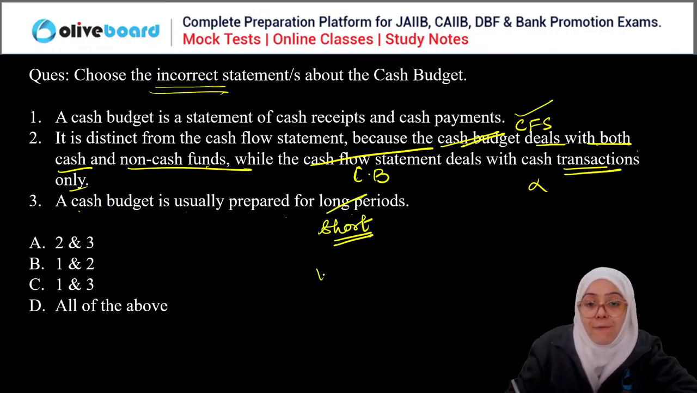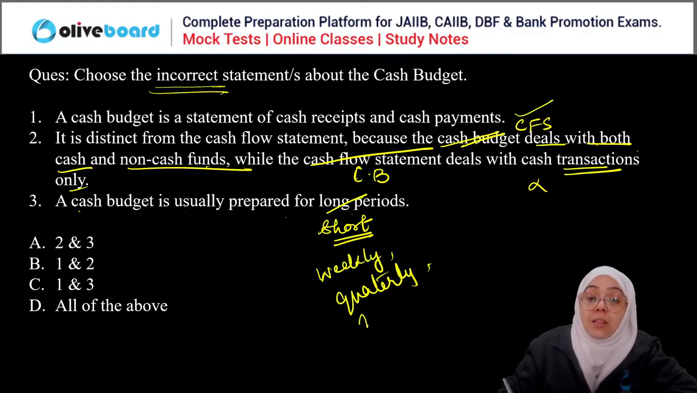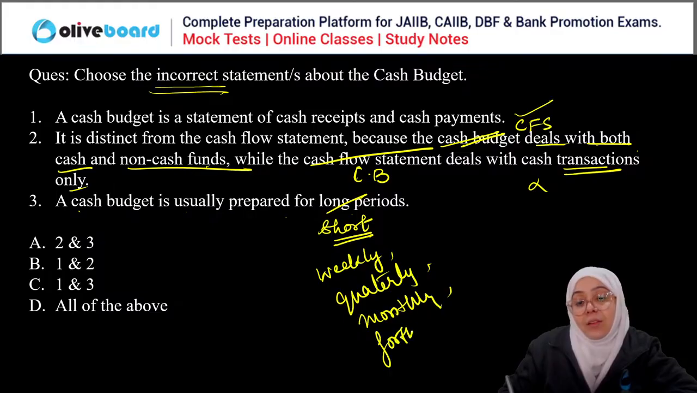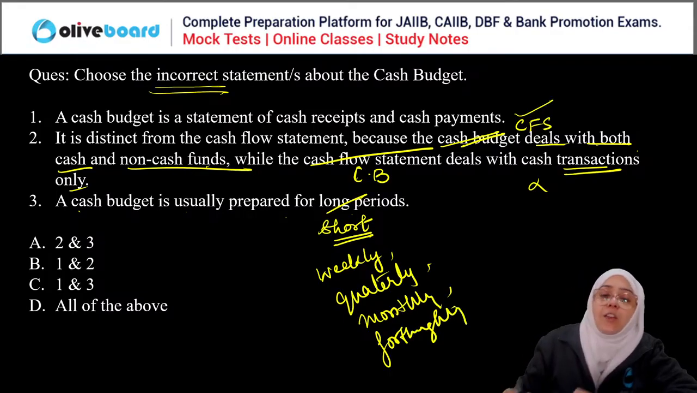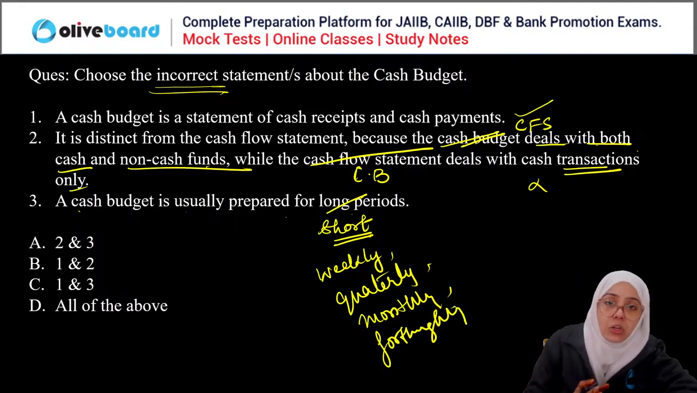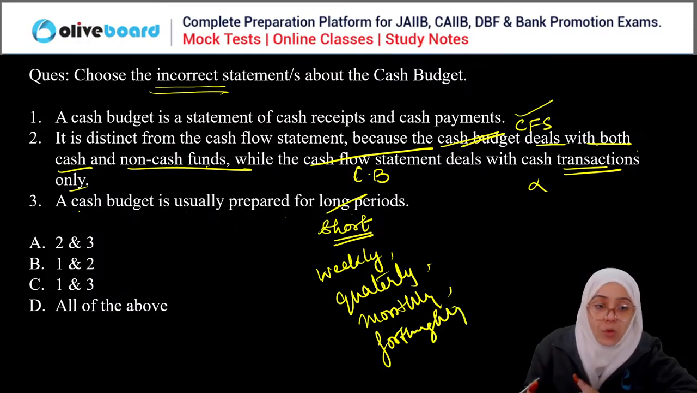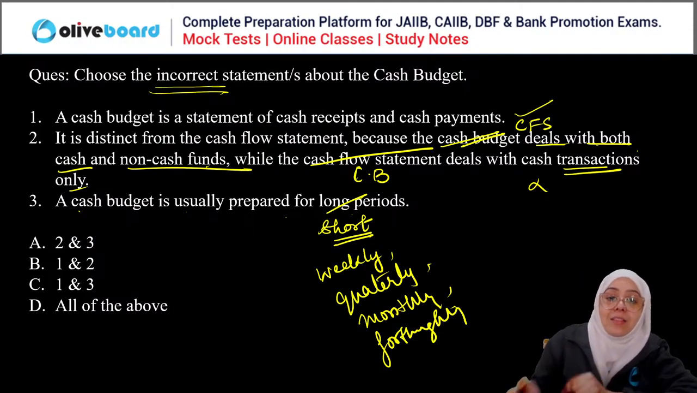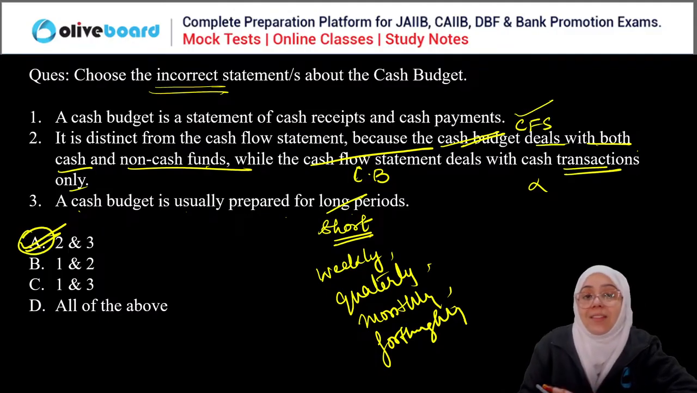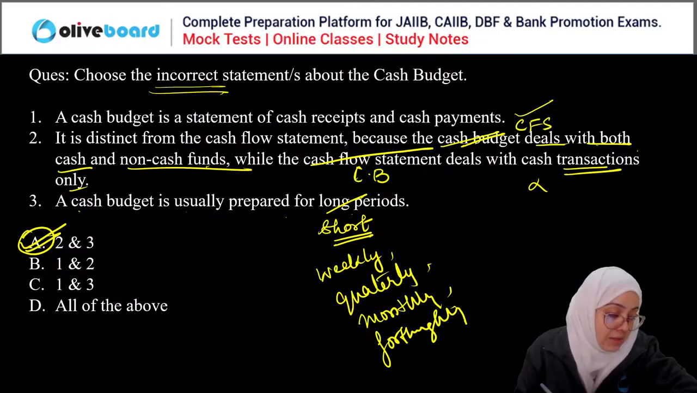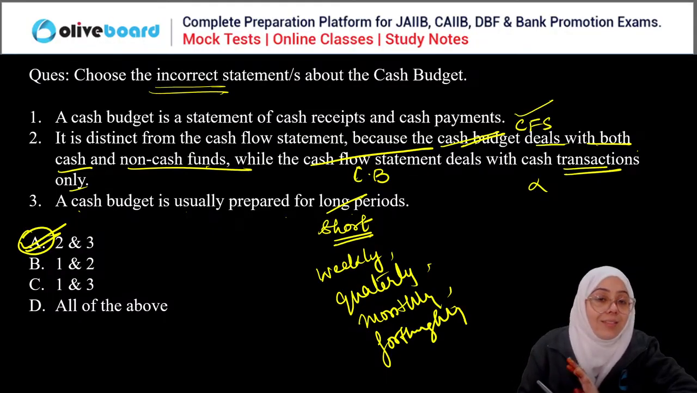For example, on a weekly basis, or a quarterly basis, or monthly, or fortnightly basis. So cash budgets are always prepared for a shorter period of time, not for a longer period of time. So the second and third are the wrong statements, which means A is the correct answer, and the first is the correct statement. So A is the correct answer.